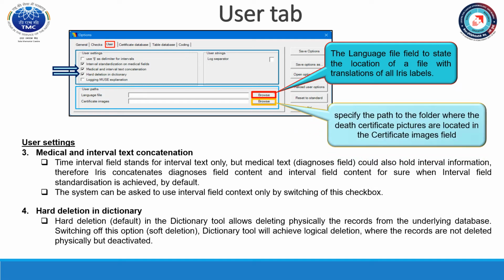Certificate images. If you have scanned images of your certificates and want to make them accessible through the open image, then specify the path to the folder where the death certificate pictures are located in the certificate images field in the user paths section.